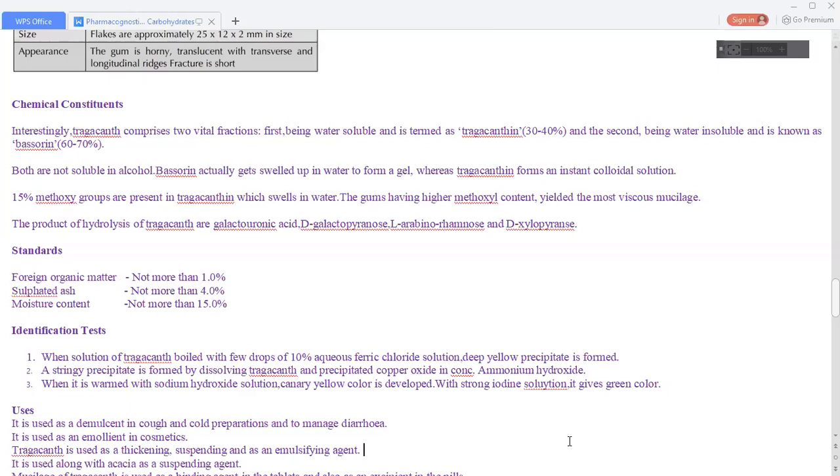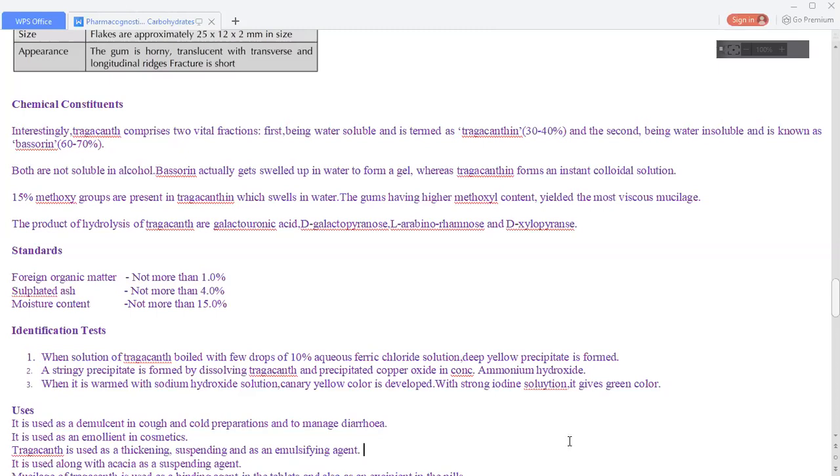Next, coming to its standards, the foreign organic matter should be not more than 1%, the sulfated ash not more than 4%, and moisture content should not be more than 15%. So all these should be within the specified limits. Next, coming to its identification tests. These are the following three tests to identify tragacanth.